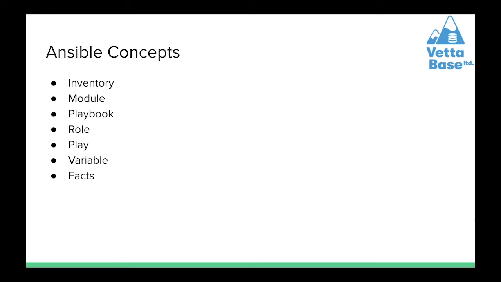Facts are information that Ansible retrieves from target hosts, and they are important because they allow Ansible to find out which parts of the code should be executed, and which should not, because they were executed already. And often they also allow Ansible to find out how certain things should be done. Okay.